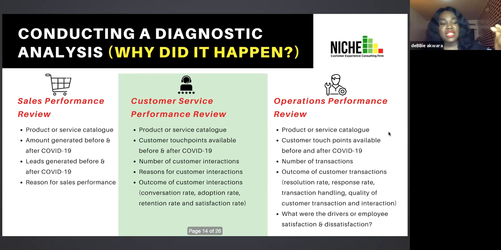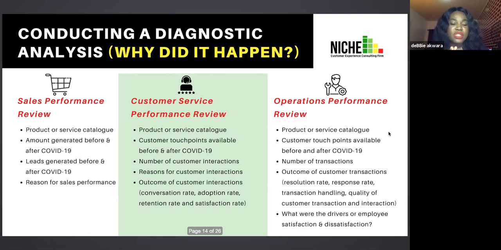The third thing that you look at when you're analyzing your sales performance review is to look at the number of leads you generated before COVID, right? And then how many after COVID, plus how many of the leads before COVID were you able to convert after COVID? Those are the different scenarios that you need to work out.